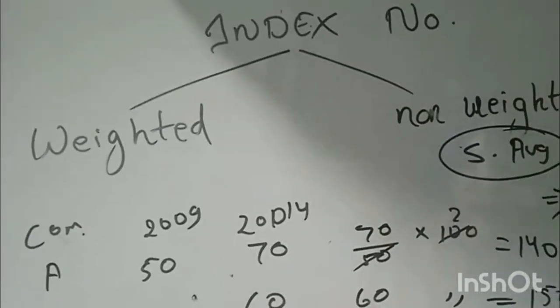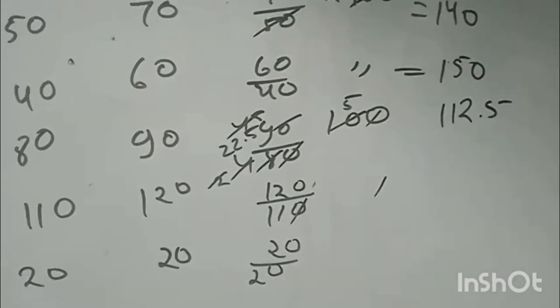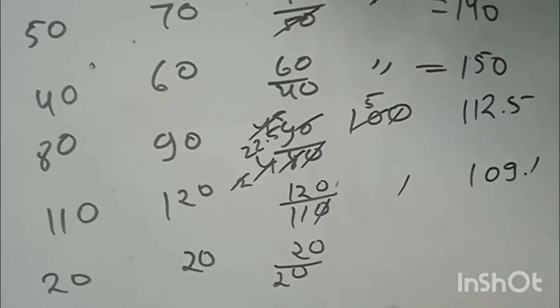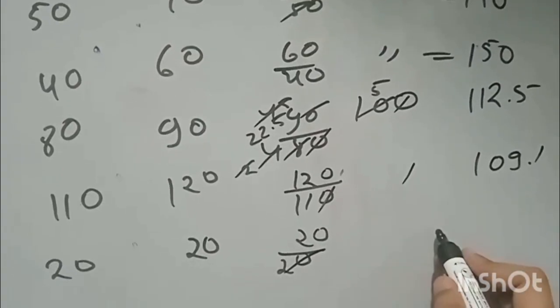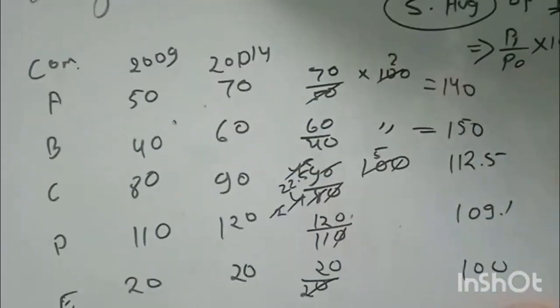And then 120 divided by 110, we have to multiply and divide it. Okay, give me a second. So it is around 109.1 and 20 is 100. So these are the price relatives for each commodity here from A to E.